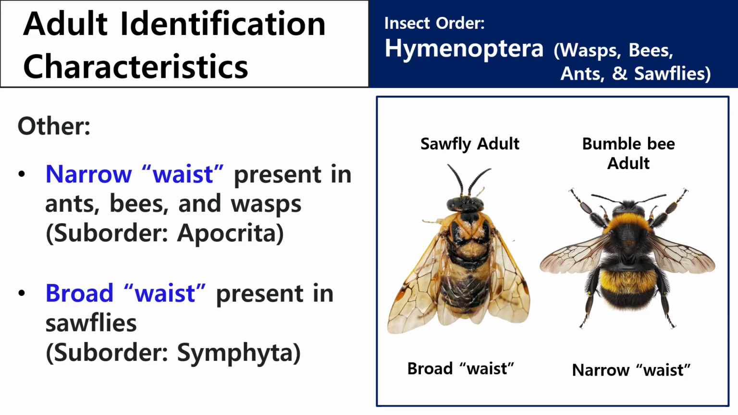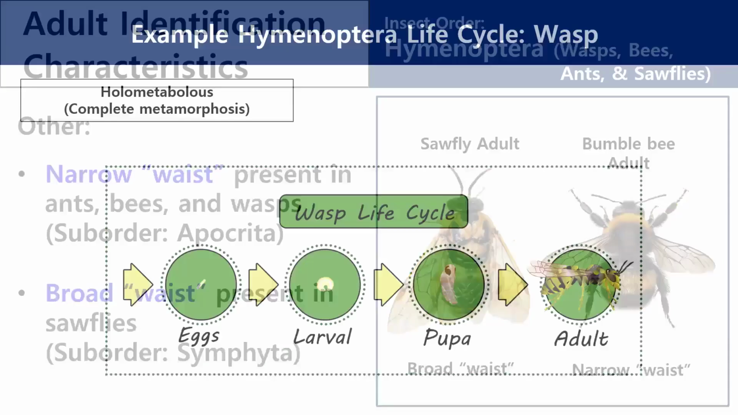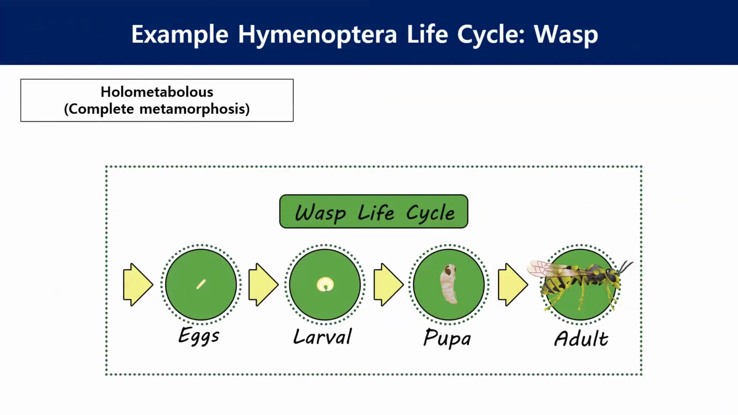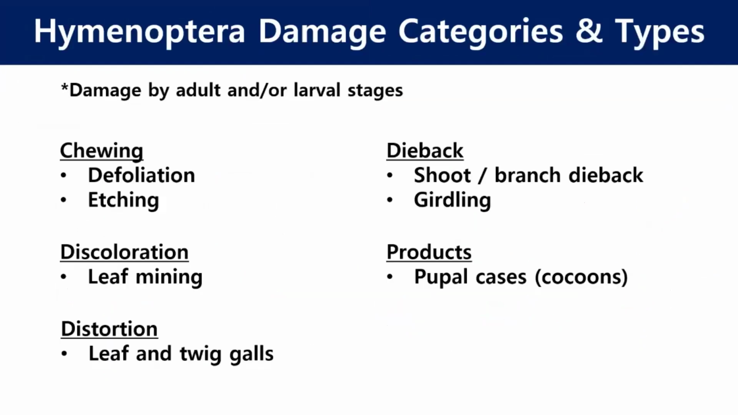And then on our right, even with bumblebees, it doesn't look like they have a narrow waist, but if we zoom in closely, we can see a narrowing right here where my cursor is on the screen. These belong to a suborder called Apocrita, things like our ants, bees, and wasps, which have this narrow waist connection. Here's an example of our wasp holometabolous life cycle with the larval and pupal stage, and some example damage categories and types.